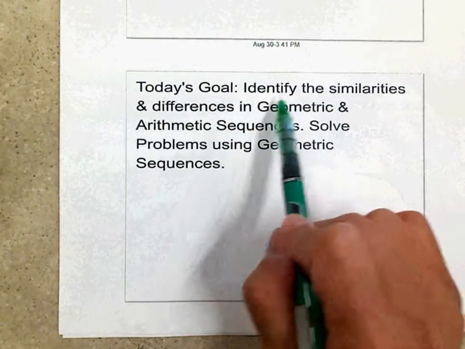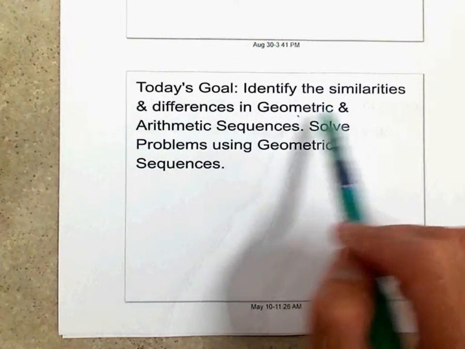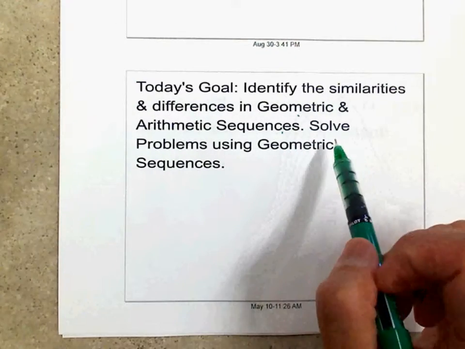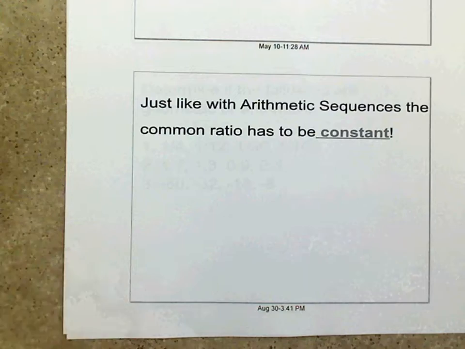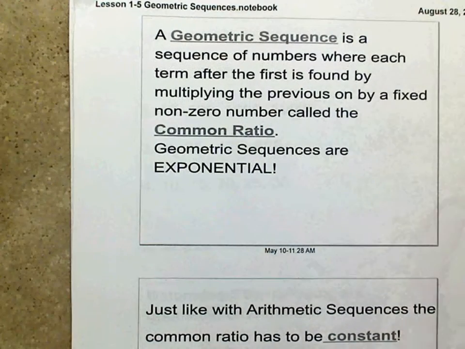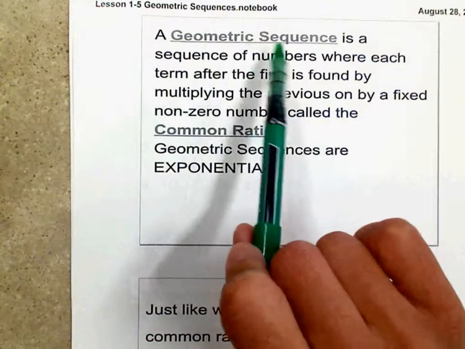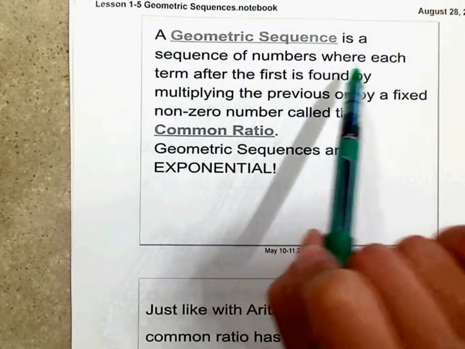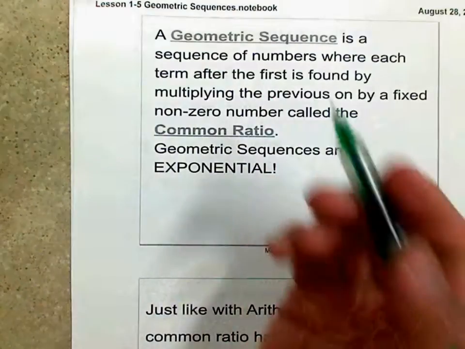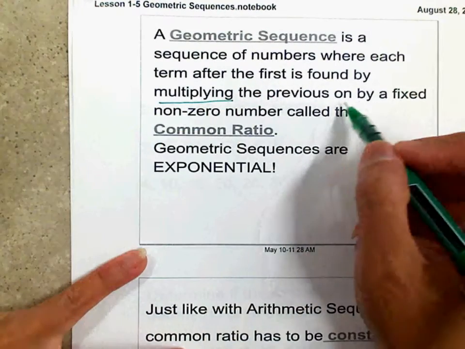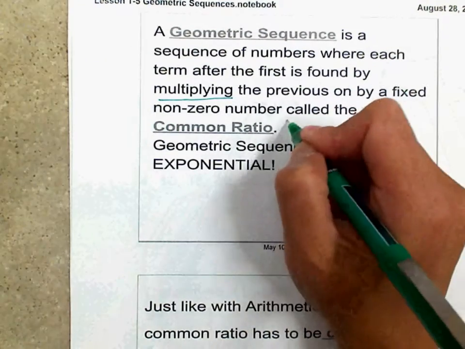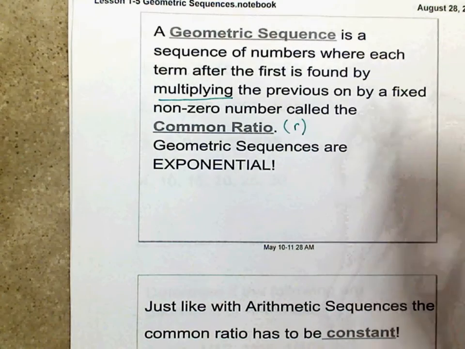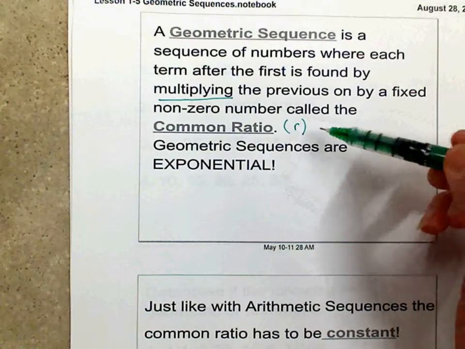Okay. Today's goal: you're going to identify the similarities and differences in geometric and arithmetic sequences. You're also going to be able to solve problems using geometric sequences. Write the following in your notebook. A geometric sequence is a sequence of numbers where each term after the first is found by, keyword, multiplying the previous one by a fixed non-zero number called a common ratio. And the letter we use for that is R, whereas in arithmetic, it is D.